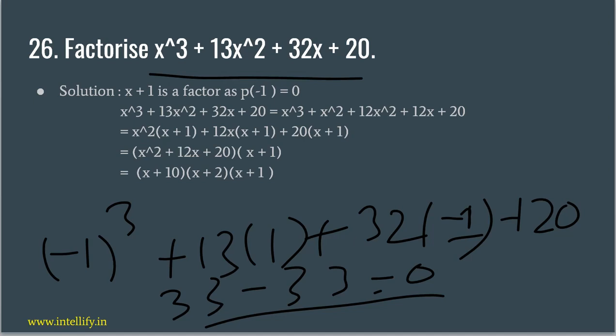Now dividing this by x plus 1, we would get x square plus 12x plus 20 into x plus 1. So this is the another form. Taking x plus 1 as a factor, we can write this equation as this. Now x square plus 12x plus 20 is a quadratic equation, so we can easily solve it. So we would get x plus 10 into x plus 2 into x plus 1.